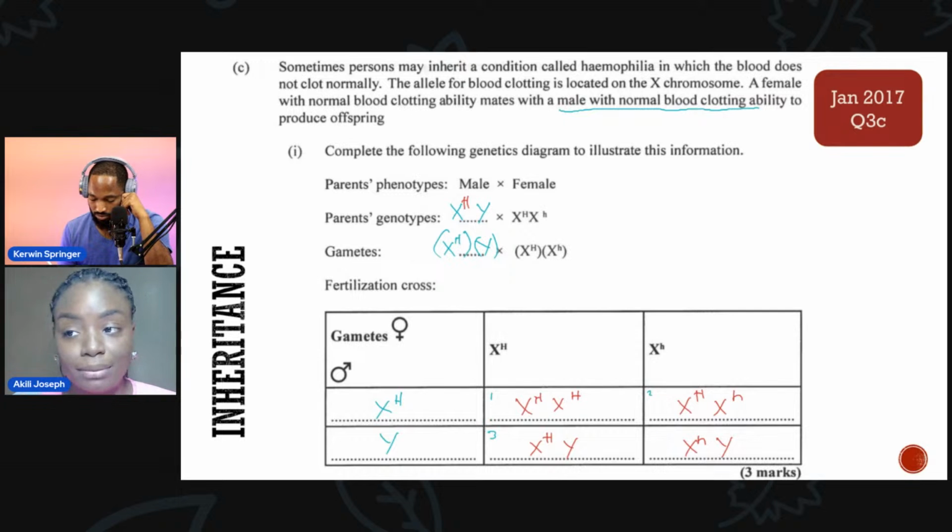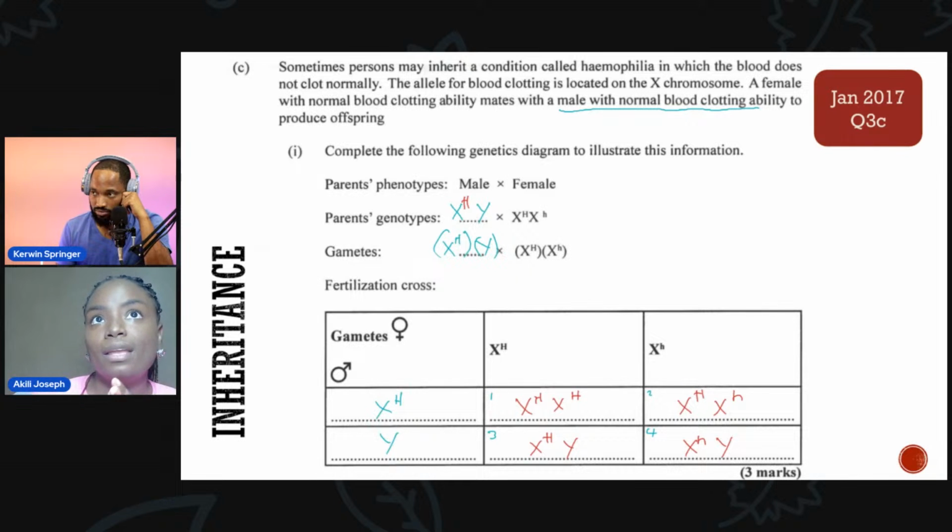So it is impossible for them to have a daughter that is hemophiliac, and that is a genotype that is not compatible with life. Generally, if there's a female with two alleles, X small h X small h, that genotype is not compatible with life, and those fetuses self-abort very, very early in pregnancy.